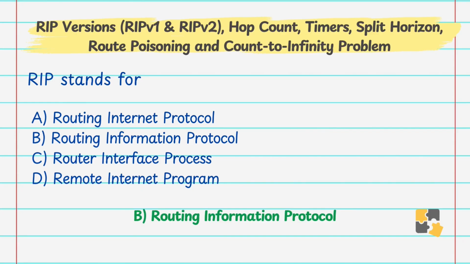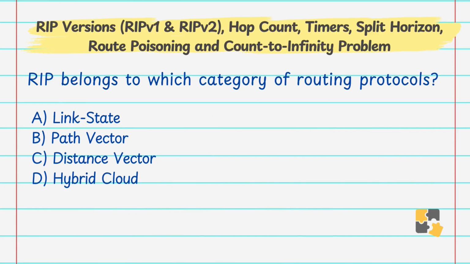RIP belongs to which category of routing protocols? A. Link state, B. Path vector, C. Distance vector, D. Hybrid cloud. Answer is C, distance vector. RIP is a distance vector routing protocol because it shares the routing information only with the directly connected neighbors.